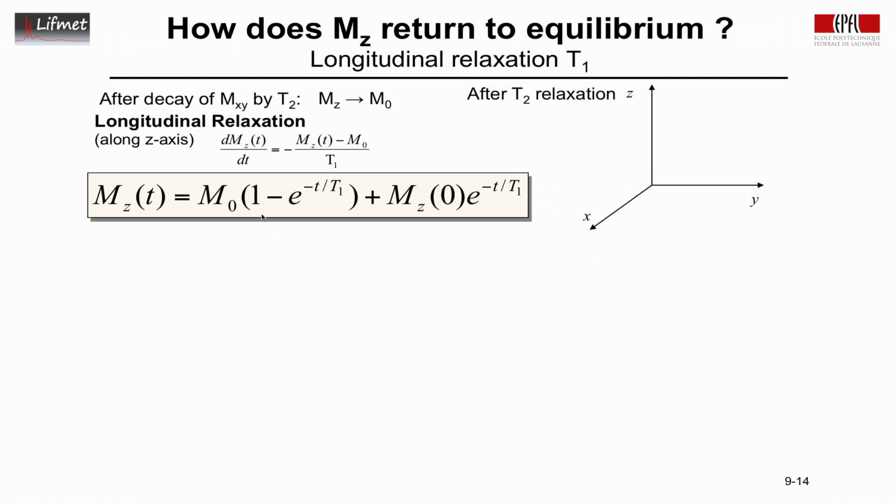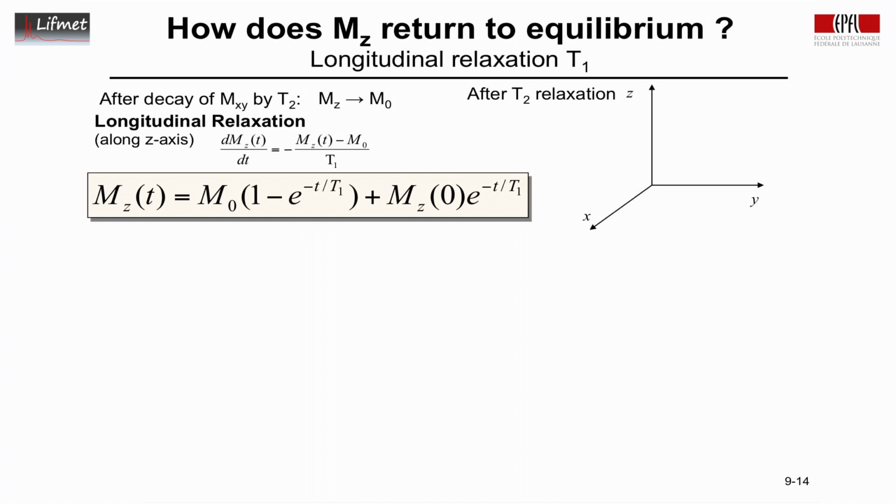And the solution to this equation here is given by this solution here. You can verify by plugging this term in here, doing the derivation, that this is indeed the solution. If we set t equals 0, then we have Mz of 0 equals Mz of 0, so that works. If we set t to infinity, t over T1 goes to infinity, this exponential goes to 0, then we have M0, so it's the right behavior.